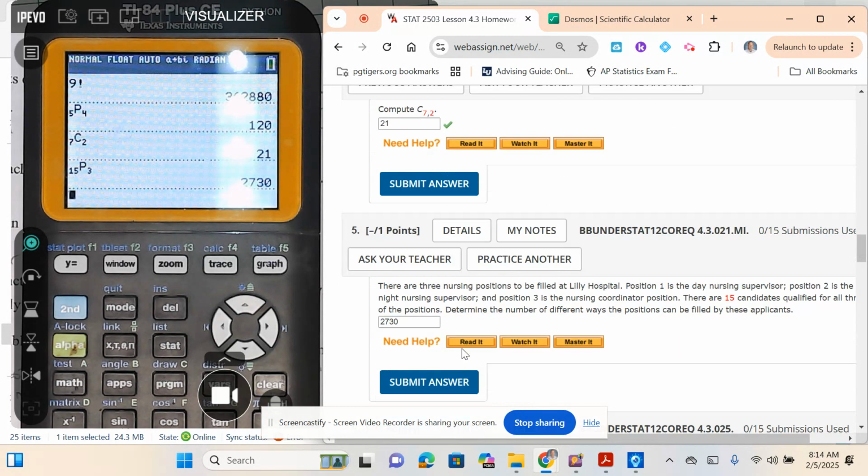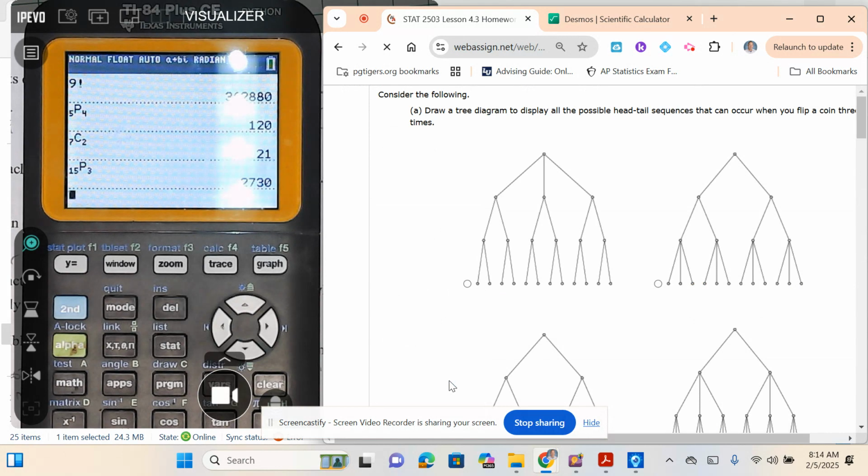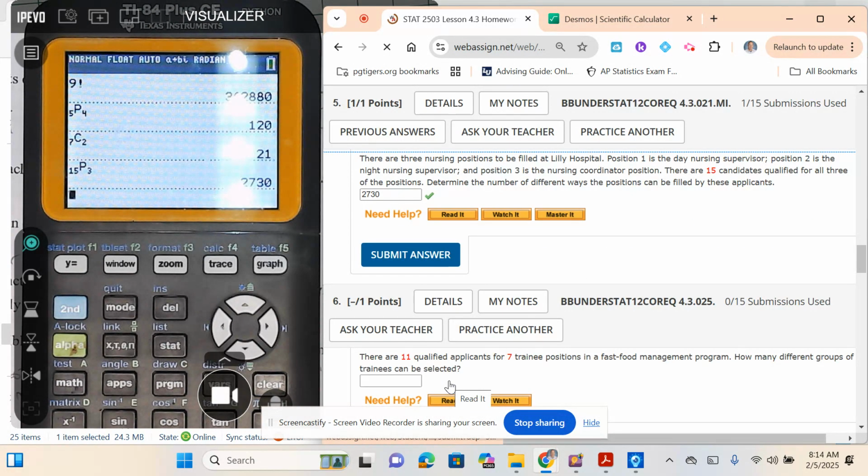Okay, so order does matter there, because it matters which position you get.